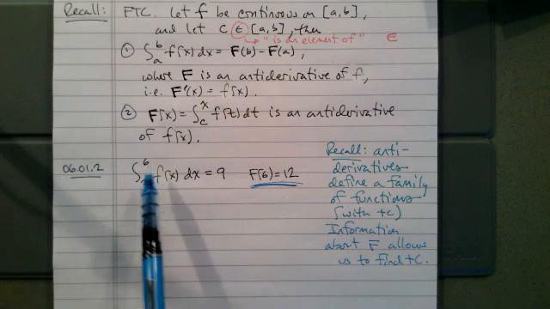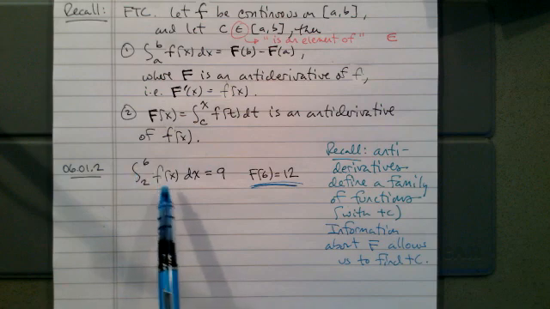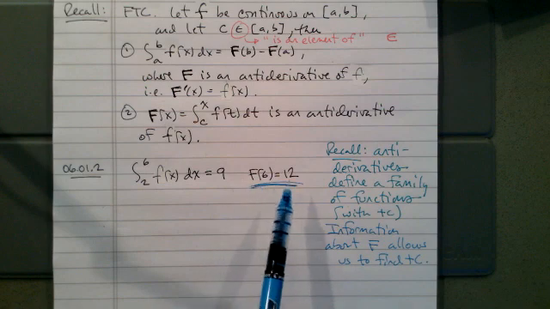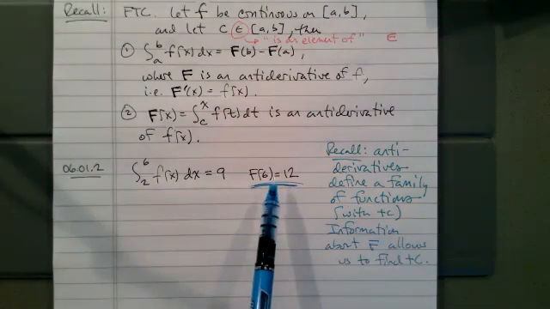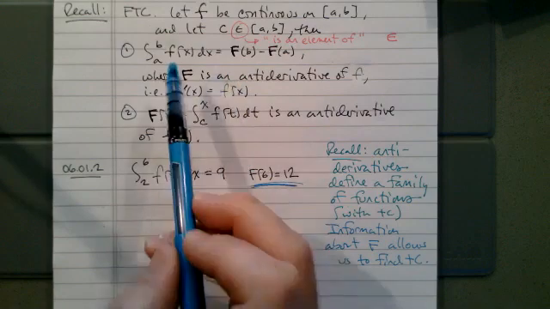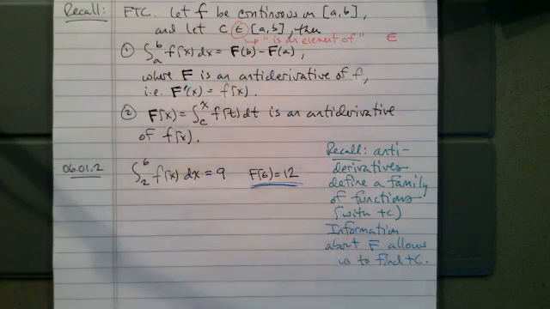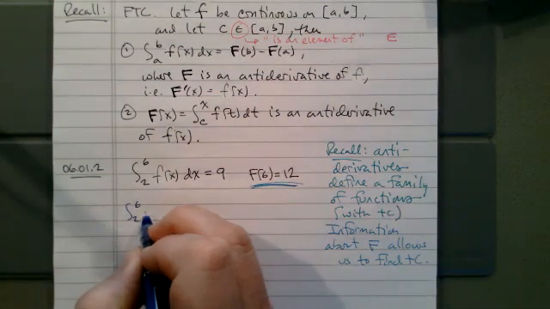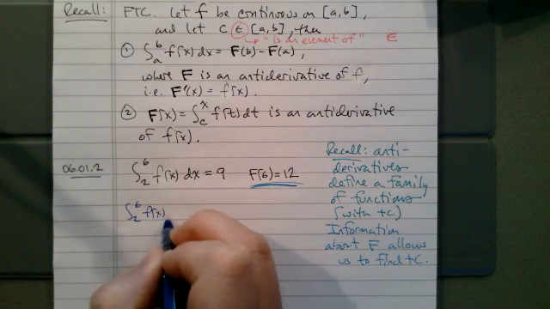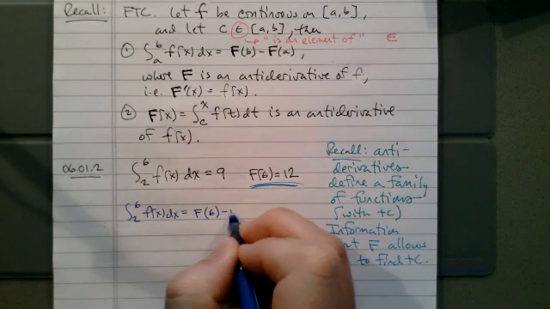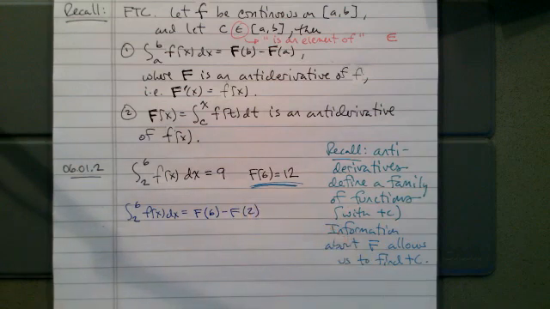And so what we've got is the integral from 2 to 6 of little f dx equals 9, and we're told that capital F of 6 is equal to 12. So really, if we go to our fundamental theorem, we're given two of these 3 pieces of information. So we know that the integral from 2 to 6 of little f of x dx is equal to capital F at 6 minus capital F at 2.